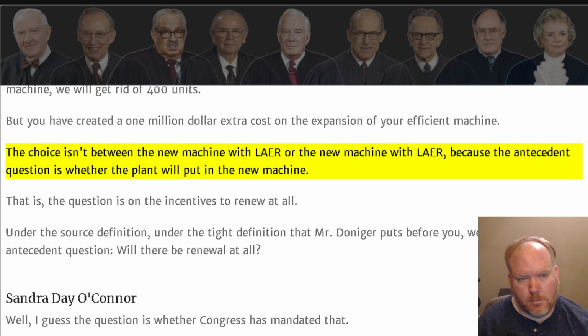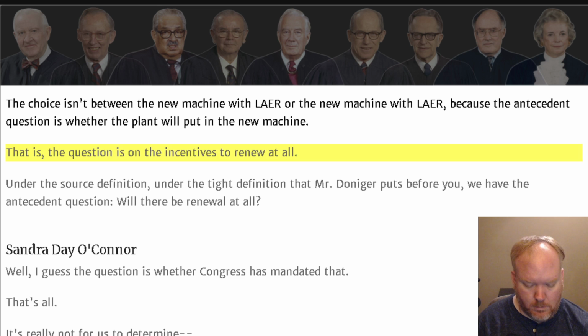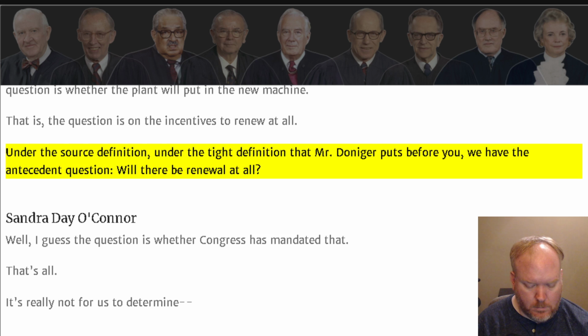And the choice isn't between the new machine with layer or the new machine with layer, because the antecedent question is whether the plant will put in the new machine. That is, the question is on the incentives to renew at all. Under the source definition, under the tight definition that Mr. Doniger puts before you, we have the antecedent question whether there will be a renewal at all.